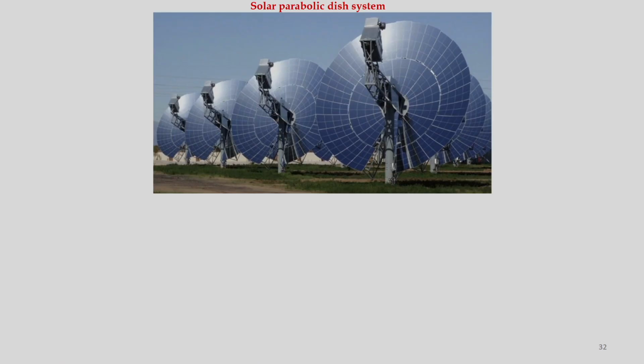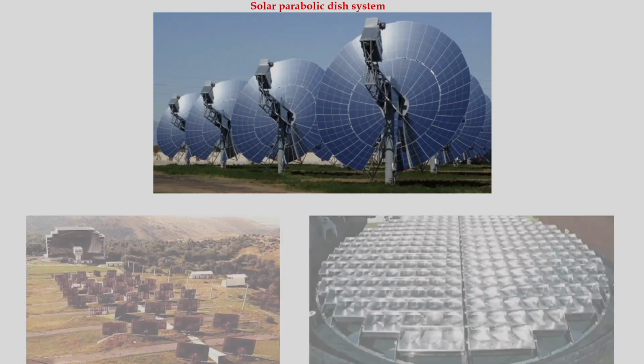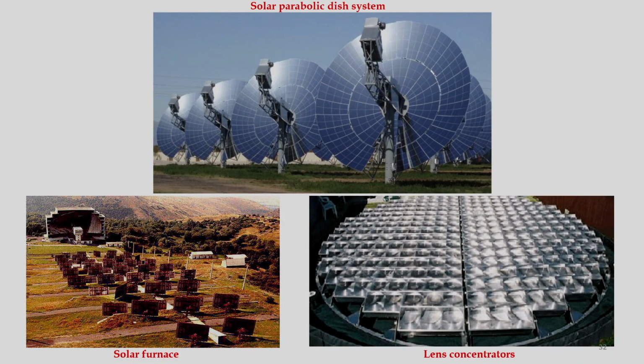And this is for the solar parabolic dish system, and you can see sometimes solar furnaces are also used for different purposes. This is the solar furnace, where a very high temperature can be achieved, and these are called lens collectors. Lens collectors are also used for generation of electricity by using the thermal route.